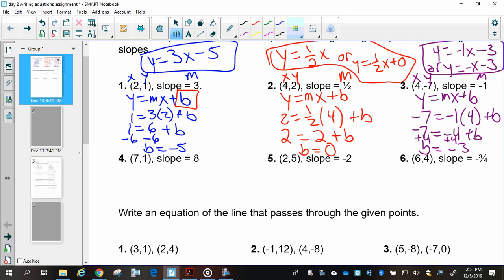I want you to go ahead and do 4, 5, and 6. If you have questions, I'll be around, then we'll come back and talk about the answers.